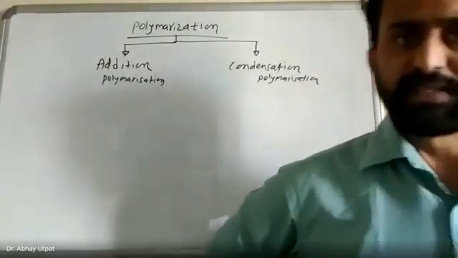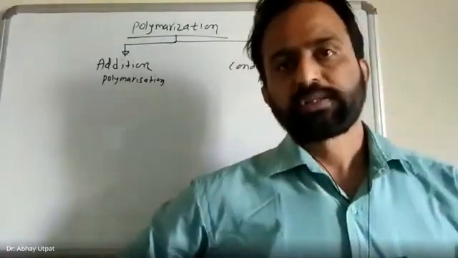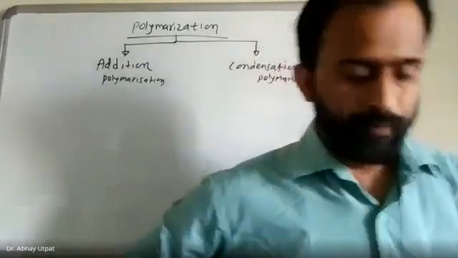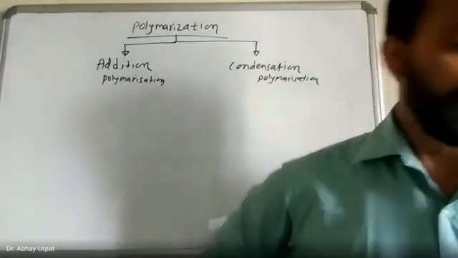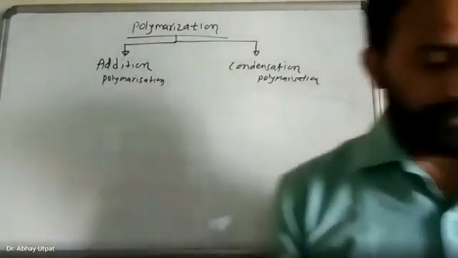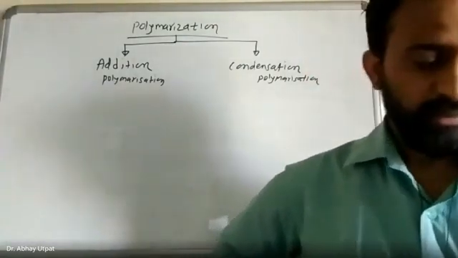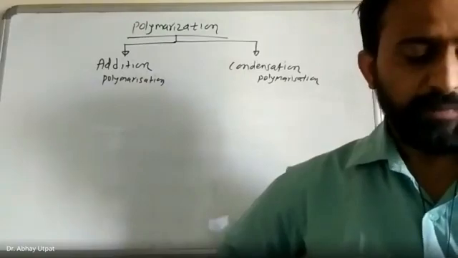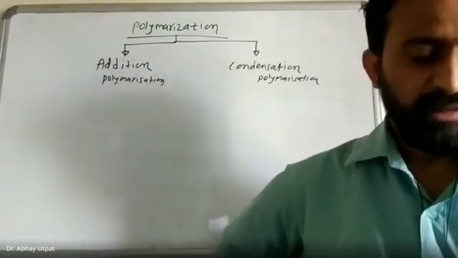Long form is polyvinyl chloride. We are saying PVC plastic. That is actually polyvinyl chloride. Then polypropylene. Then polymethyl methacrylate.